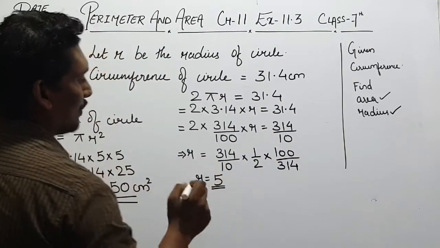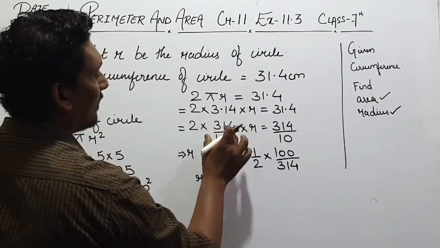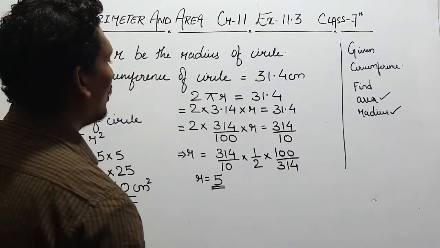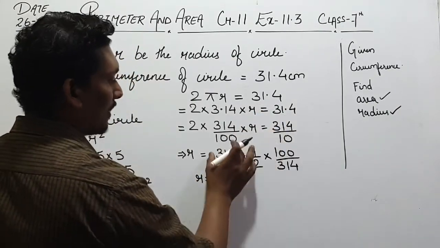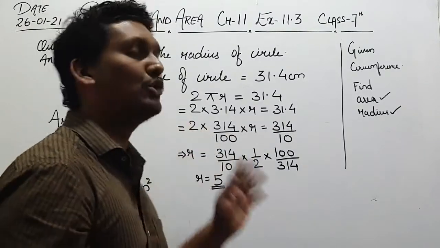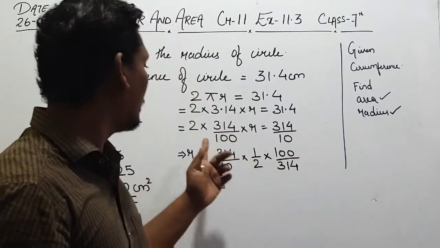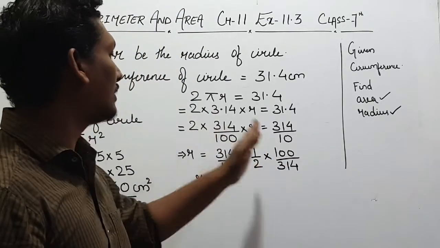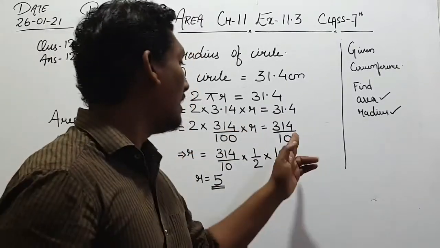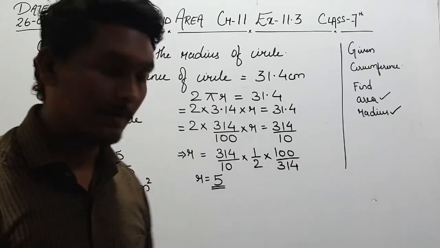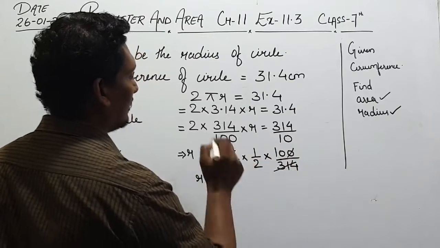For finding R, what you have to do? We have to shift this 2 to the RHS side and this 314 by 10 to the RHS side. So first, 314 by 10, this number you have to write as it is. Now while shifting 2 into 314 by 100, we are going to shift this 2. While shifting this 2, it will become 1 by 2 and this 314 by 100 will become 100 upon 314. Now when you cancel this and this.